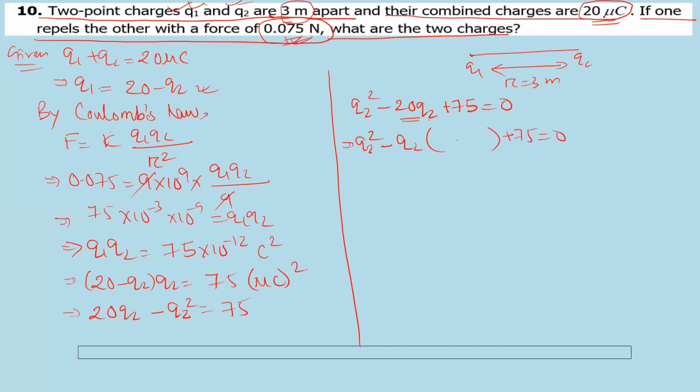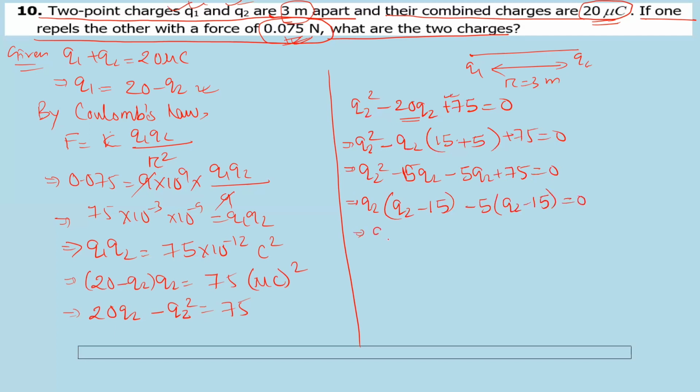We will have to do plus only, because here the sign is plus. So it will be what? 15 plus 5 is 20 and 15 times 5 is 75. So it is 15 plus 5. So simple. Q2 square minus 5 Q2 minus 15 Q2 plus 75 equals 0. So you can write here Q2 taking common, this is Q2 minus 15. And take minus 5 common, again you will have Q2 minus 15 equals 0.